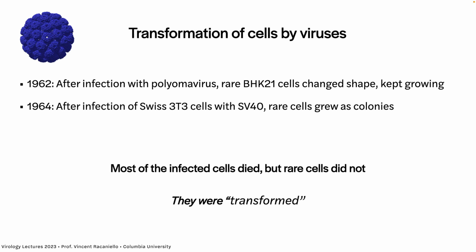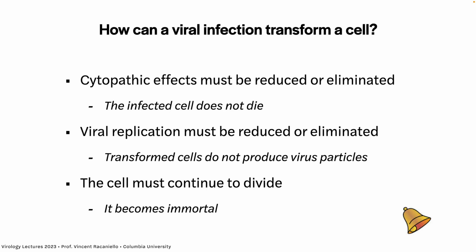DNA viruses: polyomaviruses, in 1962, it was shown that they could transform cells in culture. And in 1964, SV40. Remember SV40? We talked a lot about it. It infected cells and showed that they were transformed again. So the virus kills most of the cells, but a few are left that are transformed and have this property of living forever and all the other properties that we talked about. So the question that we're going to answer today is, how can a virus infection transform a cell?